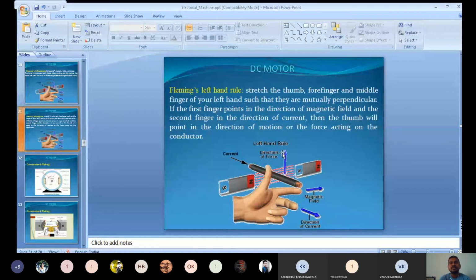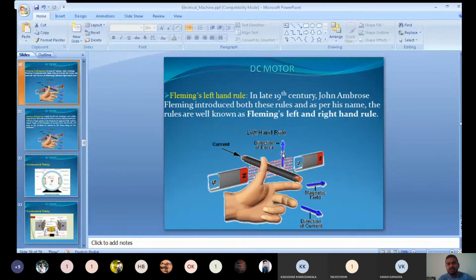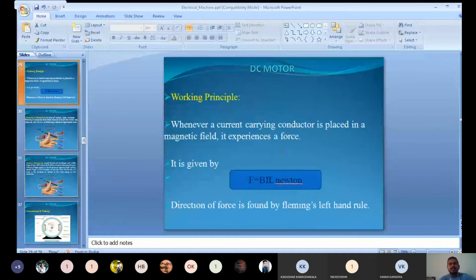Okay, so this is Fleming's left hand rule, which is applicable to DC motor to find the direction of force acting on the conductor, and the magnitude of the force is calculated by this formula: F is equal to BIL Newton.